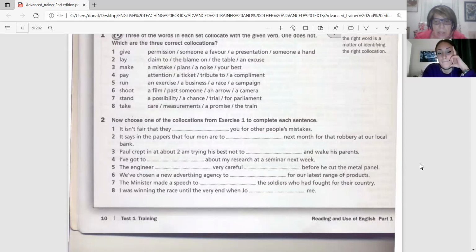Che gli succede invece a Paul? Paul crept in at about 2 a.m. trying his best to not wake his parents. Aspetta, sto leggendo malissimo. Allora, Paul crept in at about, perché non so che vuol dire crept. Ok, ora ti dico tutto, facciamo questo e poi at about 2 a.m. trying his best not to wake his parents.